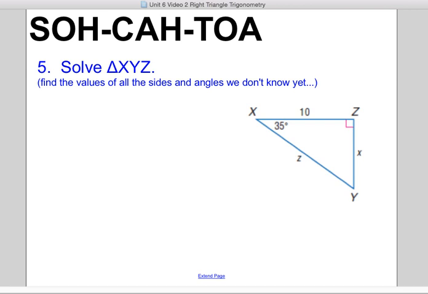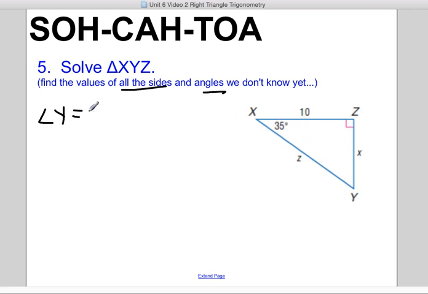Okay, it says solve triangle XYZ. If I ever tell you to solve a triangle, that means find all the values of all the sides and angles we don't know yet. So maybe let's start with the easiest one. I have this angle, but I don't have this angle. So angle Y. Well, how many angles are in a triangle? 180. So I need them all to add up to 180.